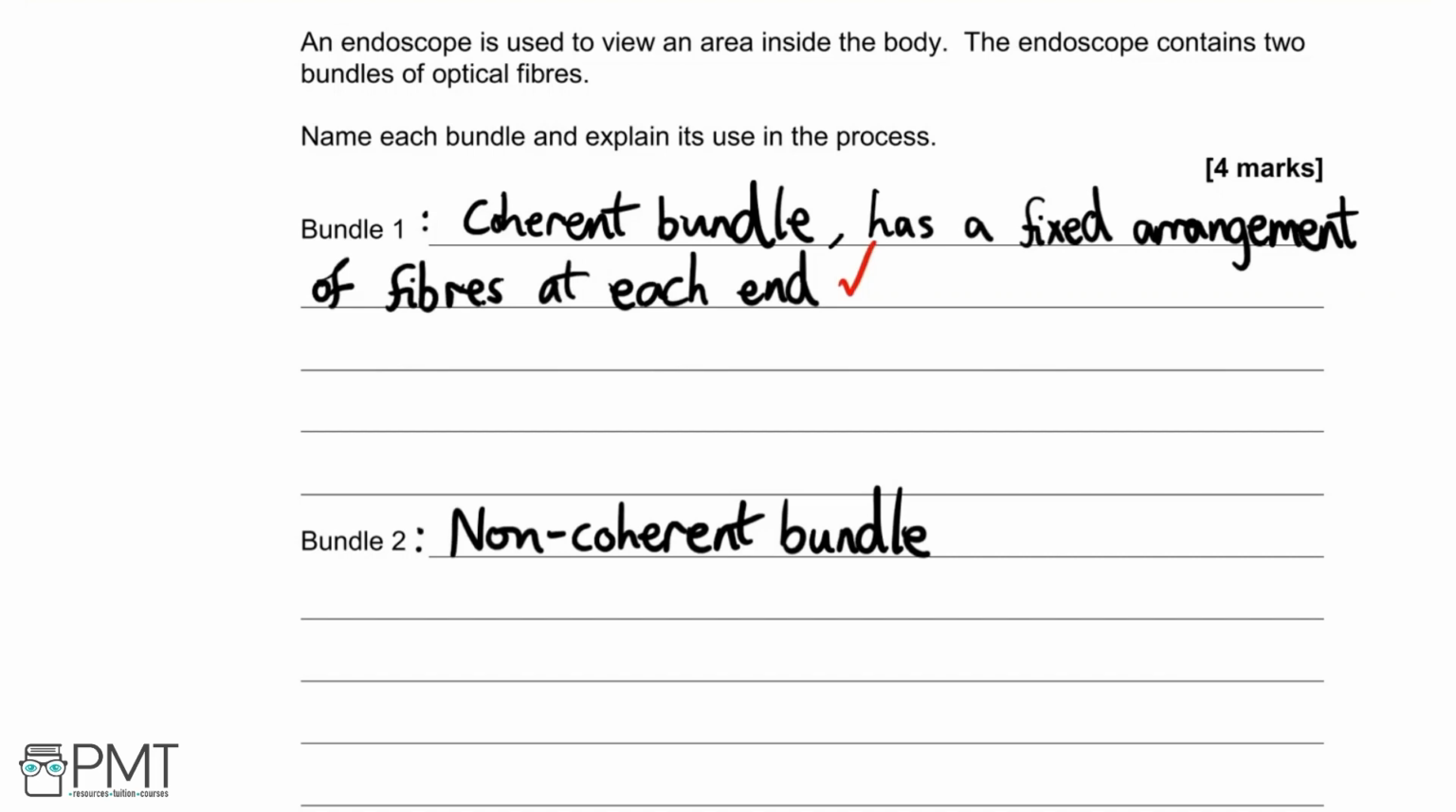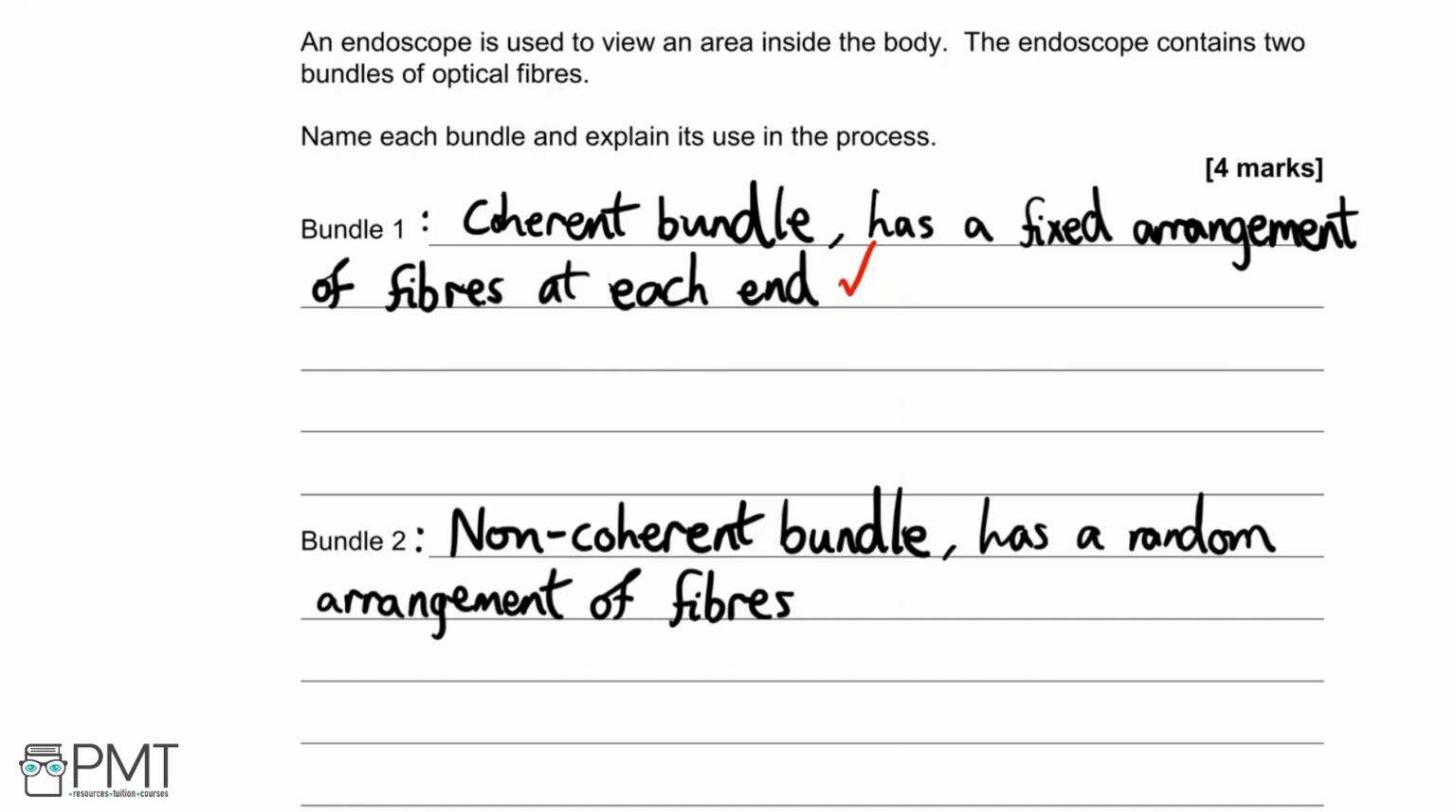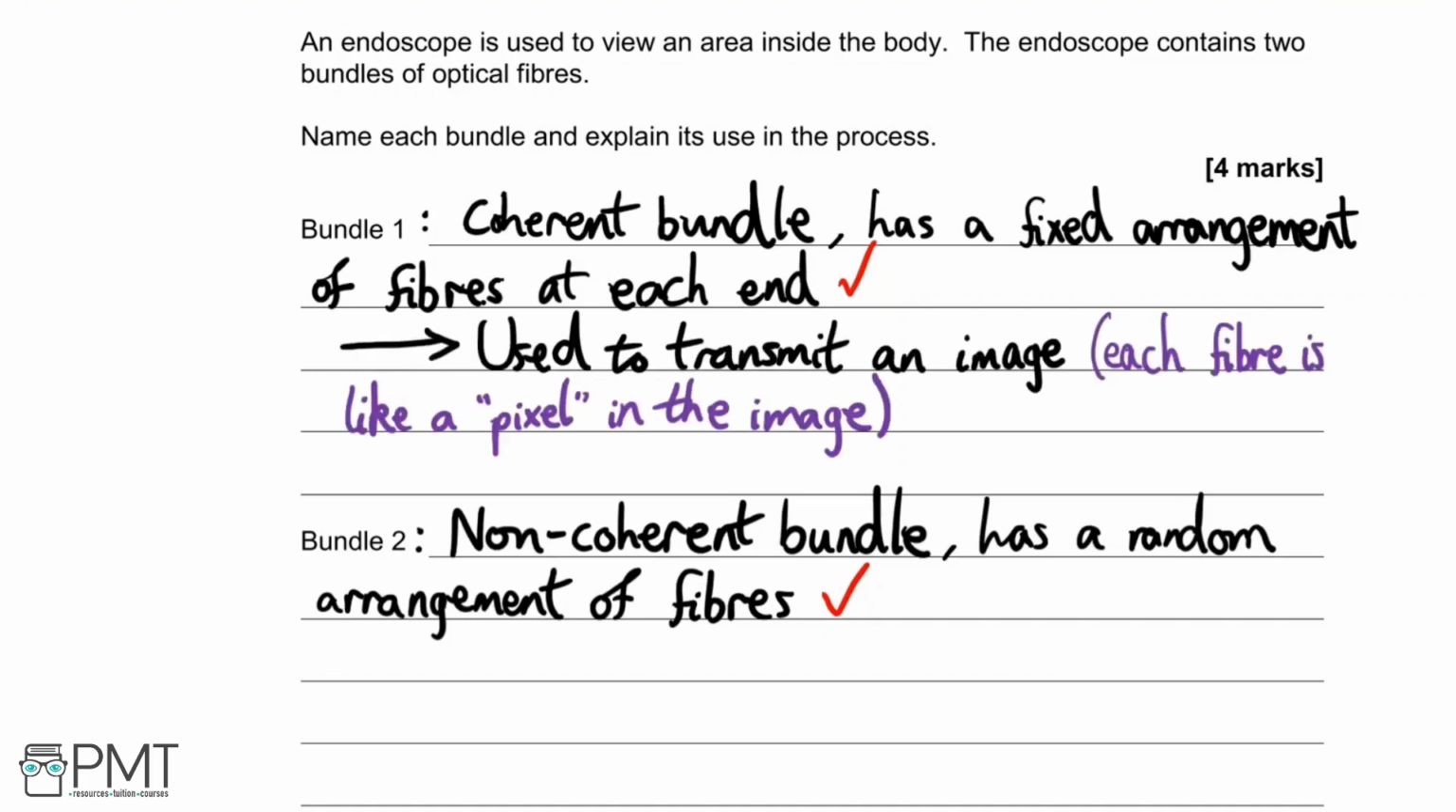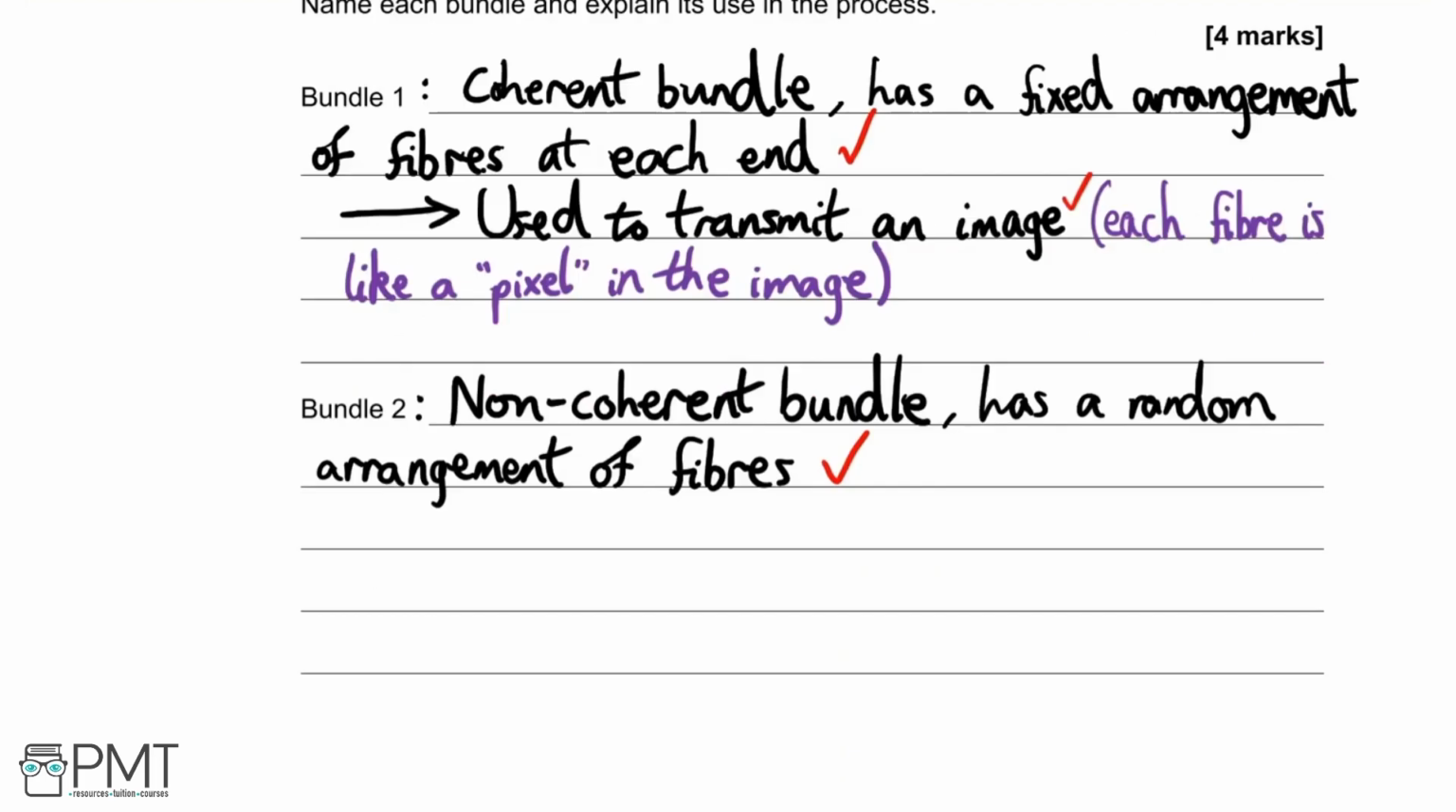The non-coherent bundle is where there is no fixed arrangement and they're just in a random order, and that would be your second mark. The third and fourth mark will be for explaining the use of each type of bundle. So the coherent bundle is fixed so that those fibers act like pixels to form an image, and that would be your third mark.